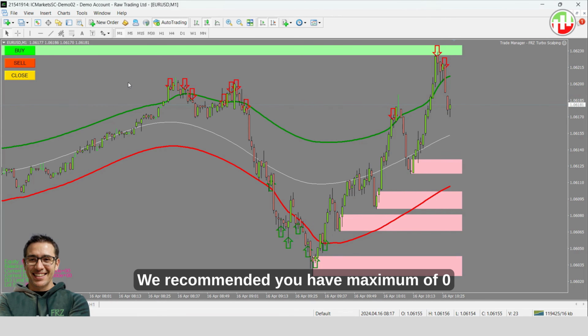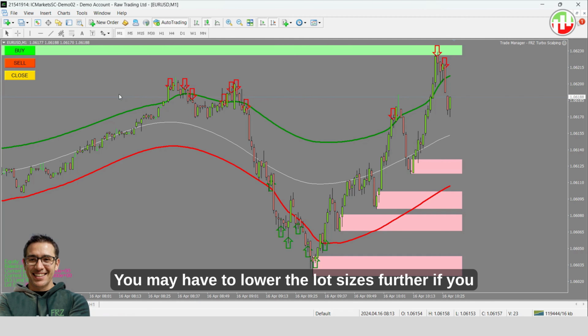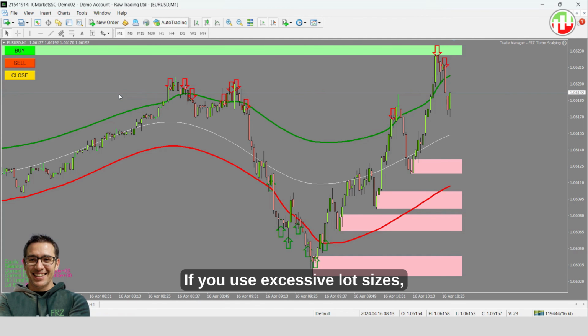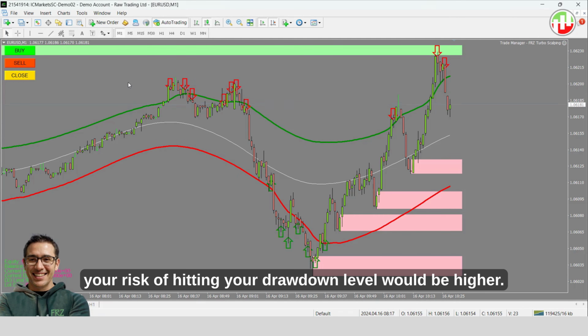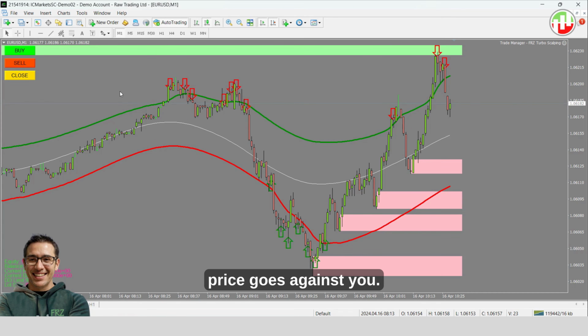We recommended you have maximum of 0.01 lots for each $100 balance. For instance, if you have $500 balance, you can have 0.05 lot size or less on 1 minute chart. You may have to lower the lot sizes further if you use higher time frames. If you use excessive lot sizes, your risk of hitting your drawdown level would be higher. So keep room for potential additional trades when price goes against you.